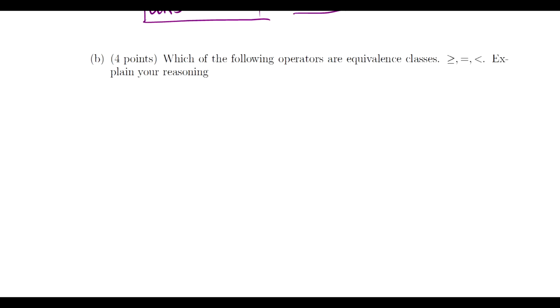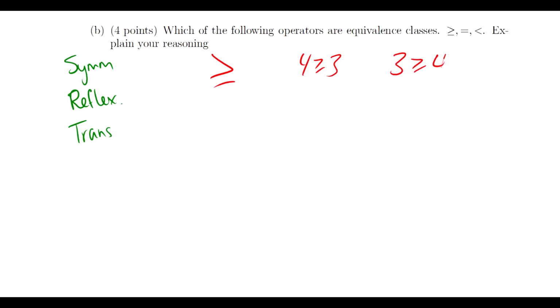Okay, which of the following operations are equivalence classes? So equivalence classes are when they are symmetric, when they are reflexive, and when they are transitive. So let's take a look at the greater than or equal to. Here's the question: is it symmetric? So is 4 greater or equal to 3 the same thing as 3 greater or equal to 4? Can we have that? No, we can't. So this one is not going to be an equivalence class because it's not symmetric.